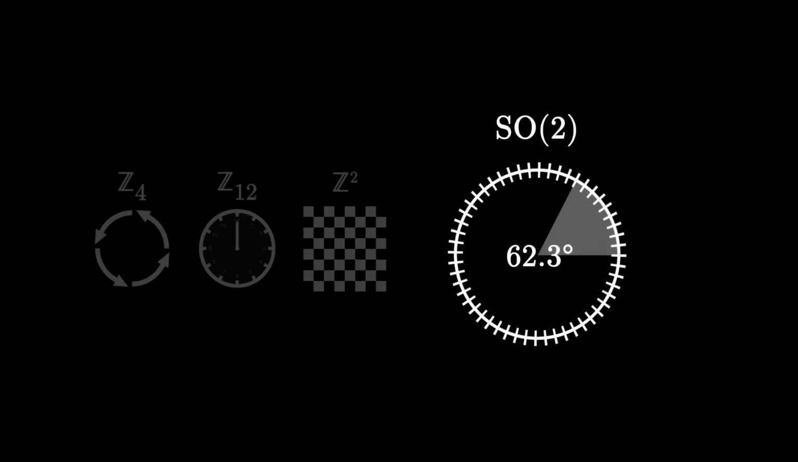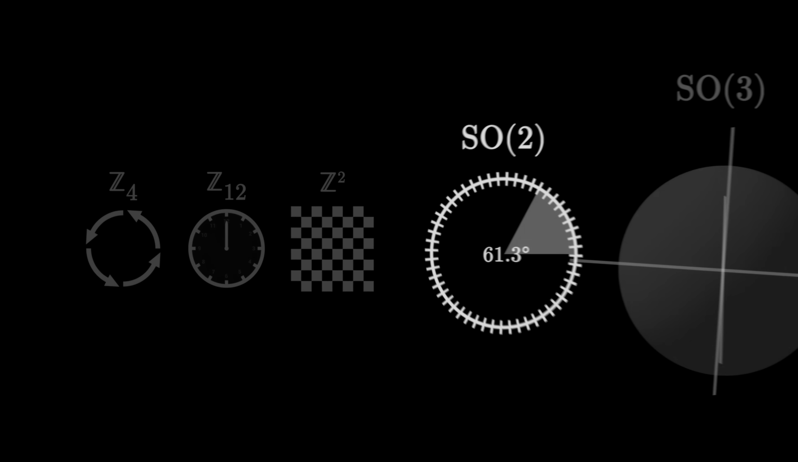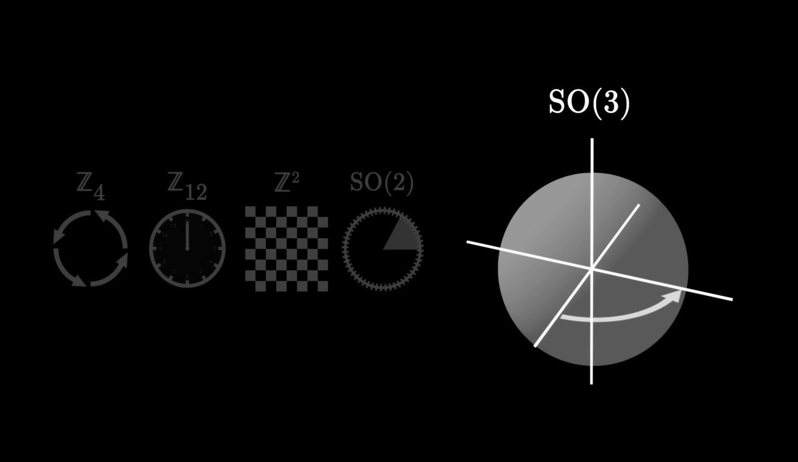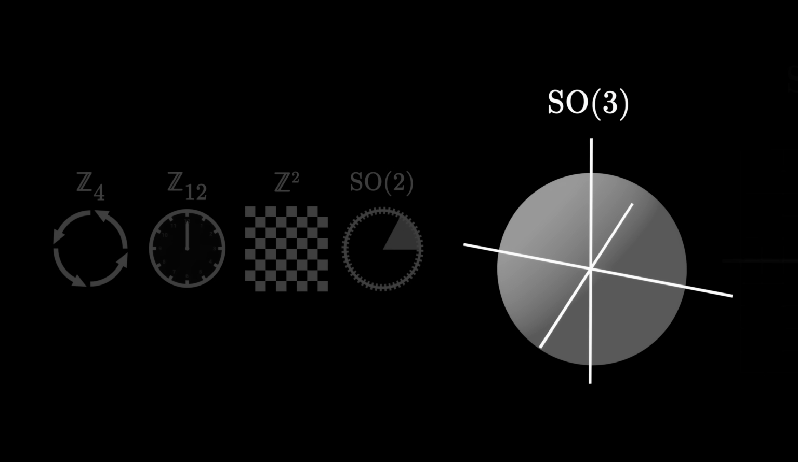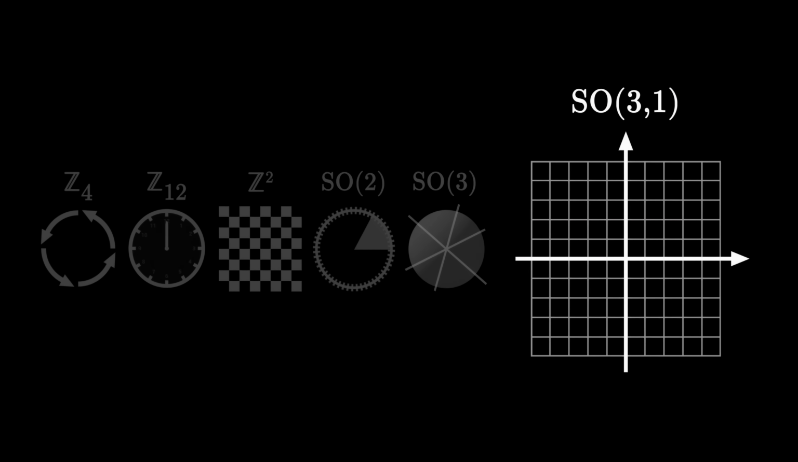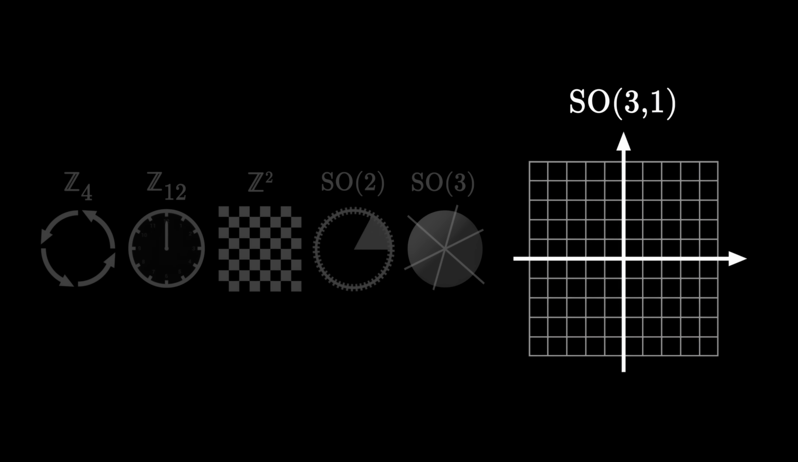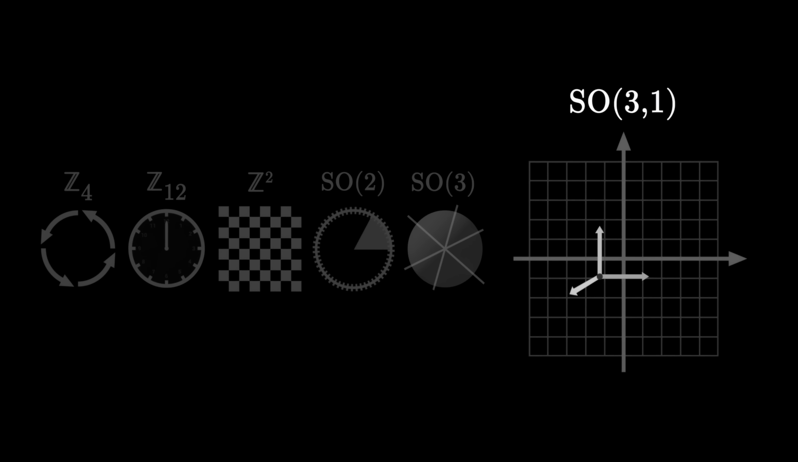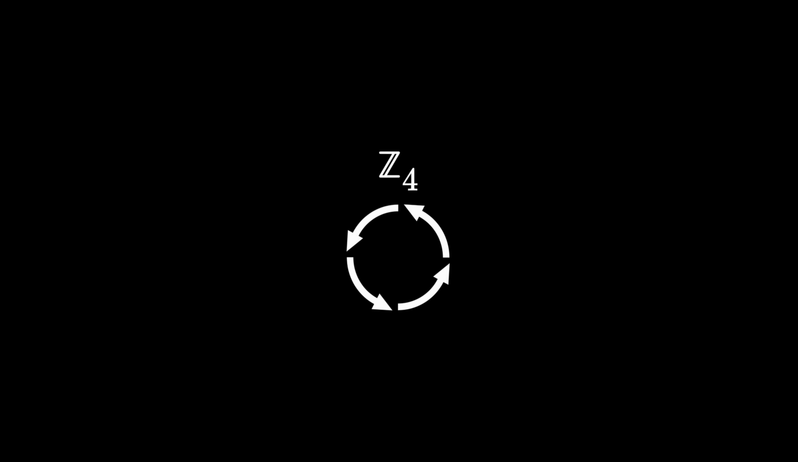We call it SO2 because it describes the rotations in 2 dimensions. The SO3 group describes the rotations of space in 3 dimensions. And in special relativity, we study the group SO3,1, which describes the rotations of spacetime with 3 dimensions of space and 1 dimension of time. However, let's focus on our first example, which is simpler and contains only 4 rotations.